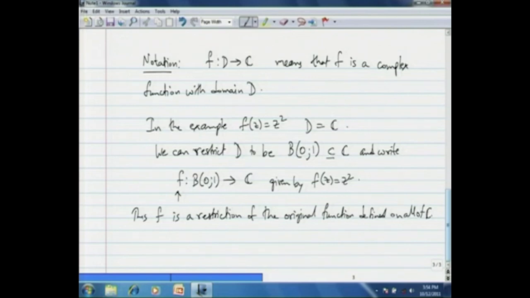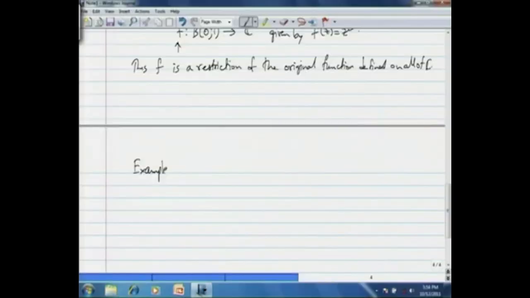Okay, so now we will see some more classes of examples of complex functions, which we will keep using in the lectures to follow. The first class of examples is constant functions. We will often use the word constants to mean the constant functions whenever appropriate. Let us take f from C to C given by f of z is equal to c, where c is a fixed constant.